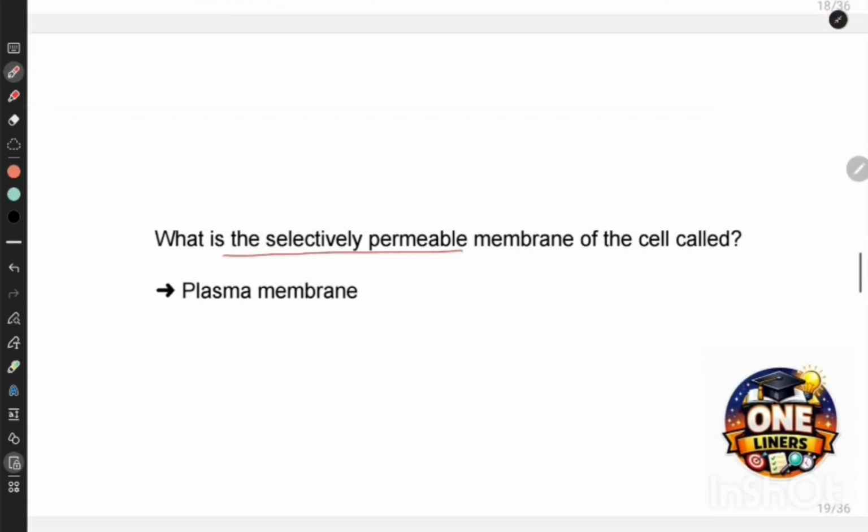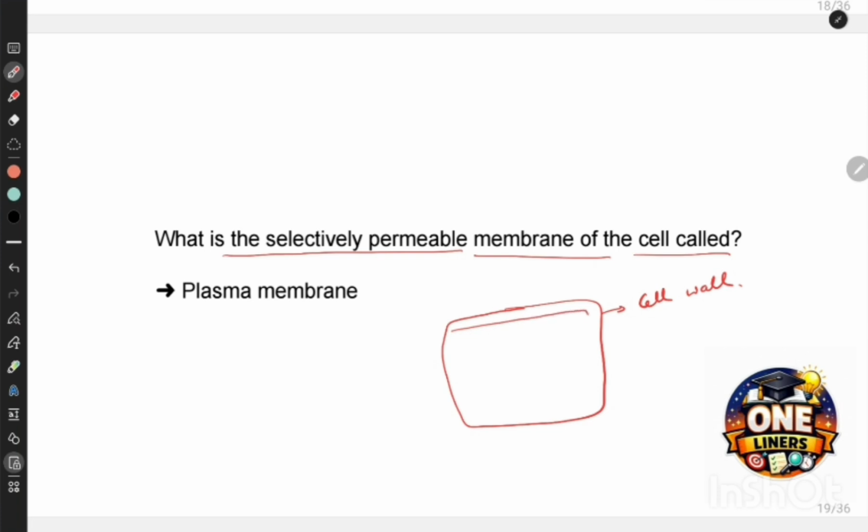What is the selectively permeable membrane of the cell called? So outermost is the cell wall. It is the cell wall. Then cell membrane. So it is selectively permeable cell membrane, or we can call it plasma membrane.